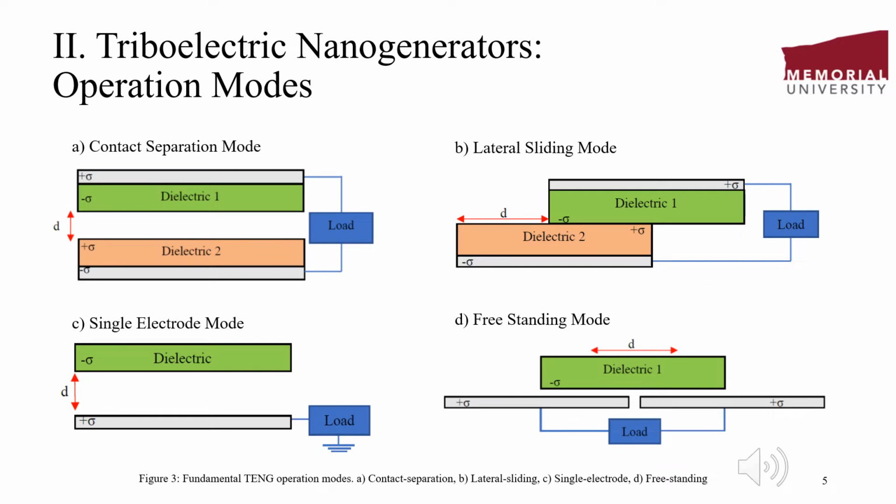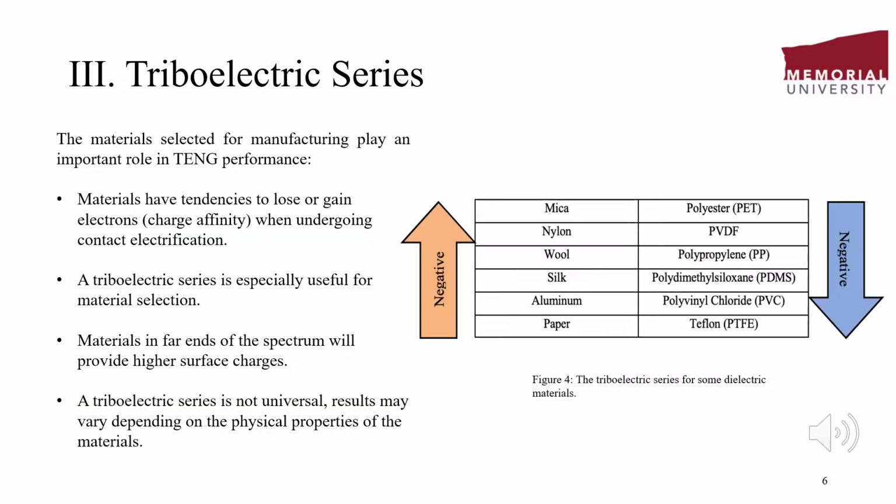Triboelectric nanogenerators have four fundamental operation modes, where each operation mode identifies the motion that the triboelectric nanogenerator will use to harvest energy. We have the contact separation mode, the lateral sliding mode, the single electrode mode, and the freestanding mode. The materials selected for the manufacturing of a triboelectric nanogenerator will impact its performance.